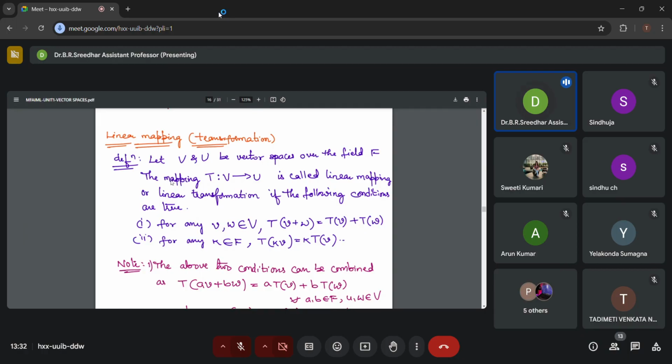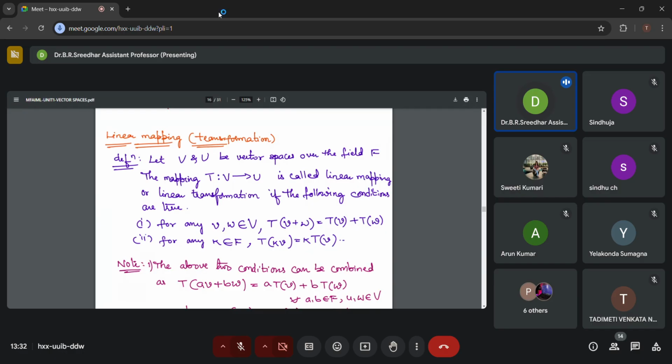With the help of this linear mapping, you are trying to identify: number one is called the null space. That null space in future we call it the kernel. Number two is called the range. Number three is called the rank. Number four is called the nullity. These four are the principles for identifying the given function T while satisfying these two conditions.